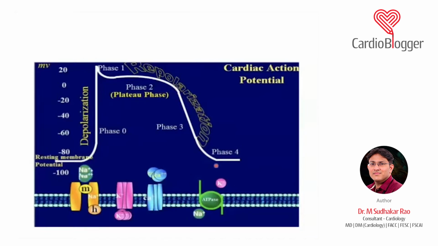And finally we have phase 4, which is again due to the potassium ions. Phase 4 is by the potassium ions, which maintains the state of equilibrium. That is phase 4 of the action potential.